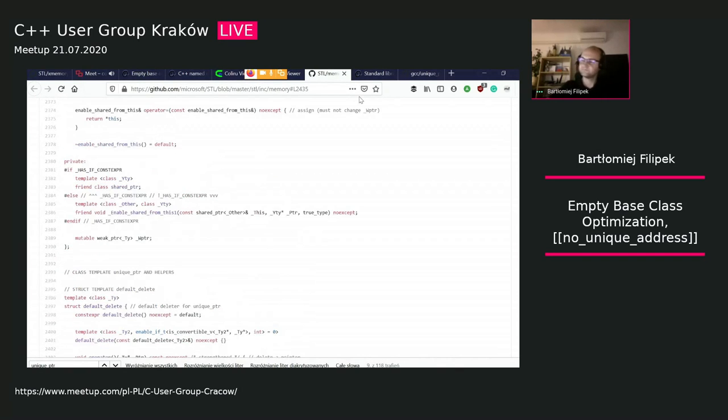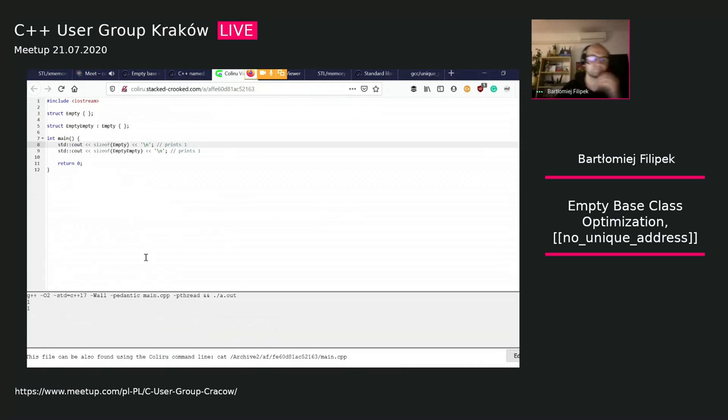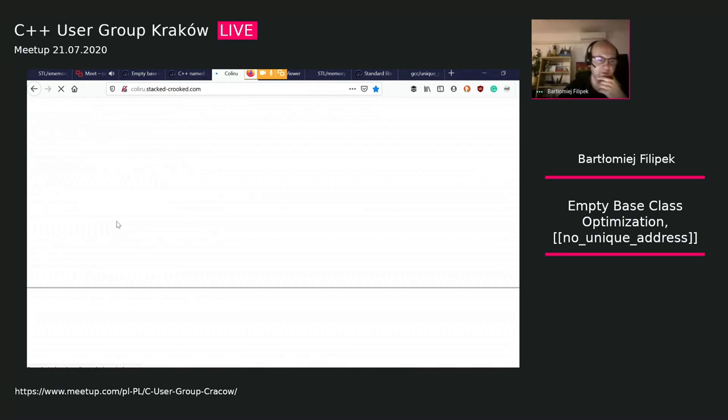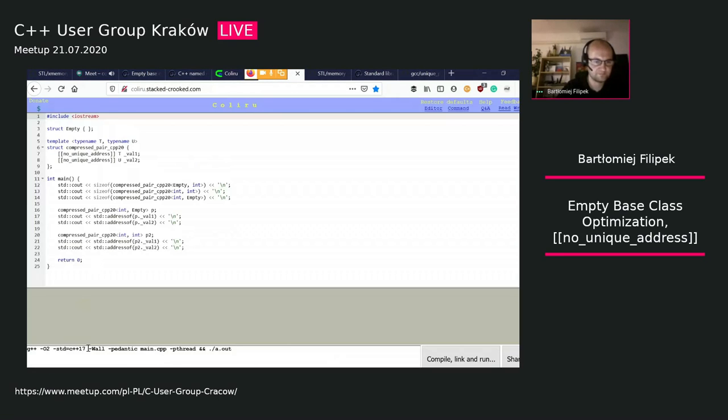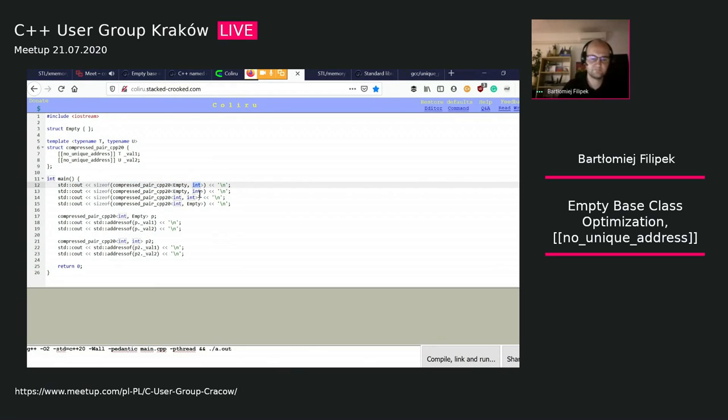What I mean is, could we run a test on your compressed pair and check whether it's standard layout? For two empty classes? Okay, this one, right? So check whether a compressed pair of two empties is a standard layout. It's not, because it is supposed to be a layout compatible with C, and it doesn't have it.